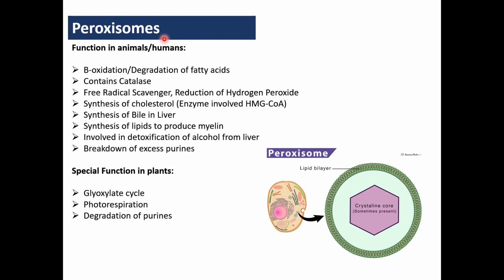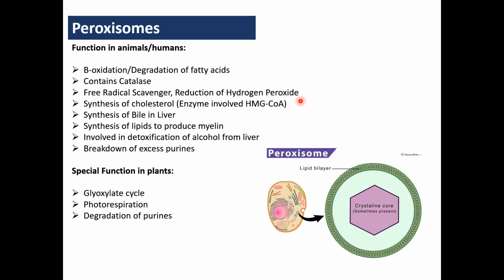Peroxisomes are present in both animals as well as plants. And in animals or humans, they have some functions which are beta oxidation or degradation of fatty acids, that is, they can metabolize the fatty acids. It contains catalase, so it acts as a free radical scavenger which helps in the reduction of hydrogen peroxide.